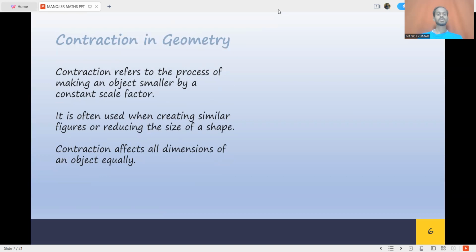Contraction in geometry. Contraction refers to the process of making an object smaller by a constant scale factor. It is often used in creating similar figures or reducing the size of a shape. Contraction affects all dimensions of an object equally.